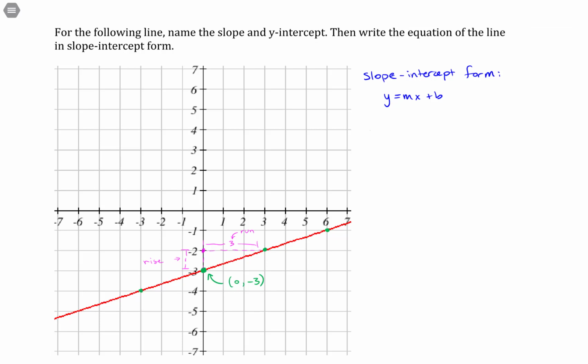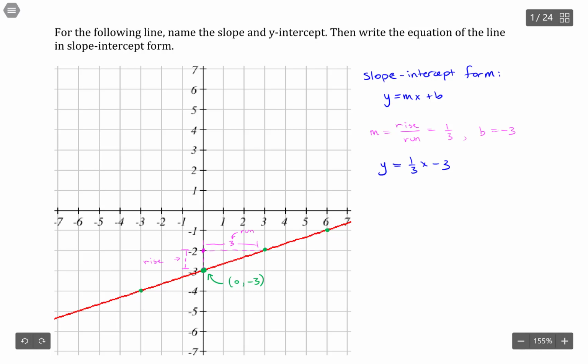And the slope of a line, which we call m, is the comparison of the value of the rise to the value of the run. So in this particular case, the rise over the run is 1/3. And since we already learned that b was -3, we can take those two values and plug into the slope-intercept form and say the equation of this line is y equals 1/3 times x minus 3.